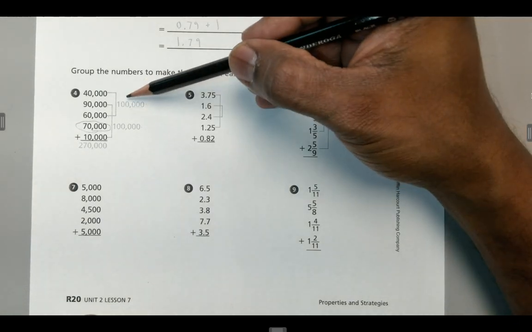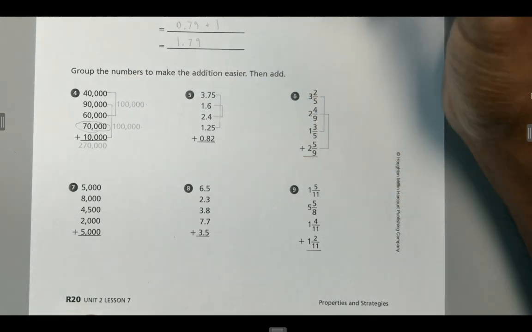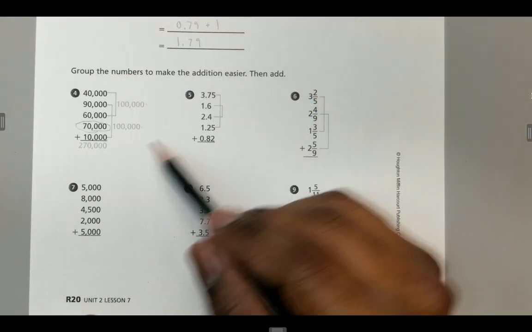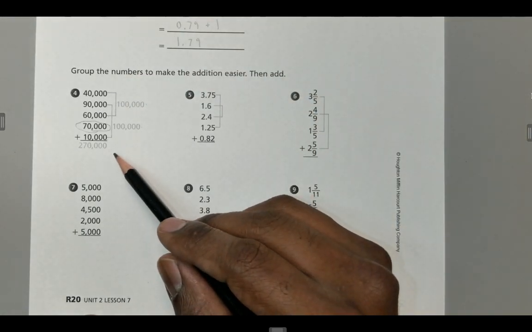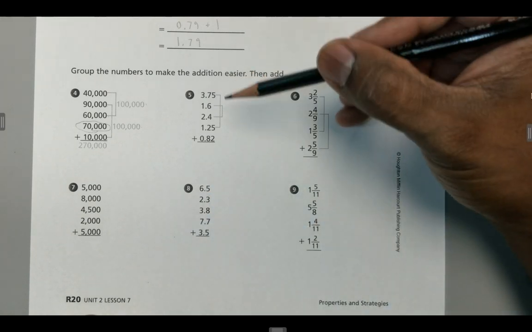This is just another conceptual way to see how grouping can sometimes make it easier. In this case, I'm not sure if grouping made it easier, to be honest, but in some of these other ones, I think it will.